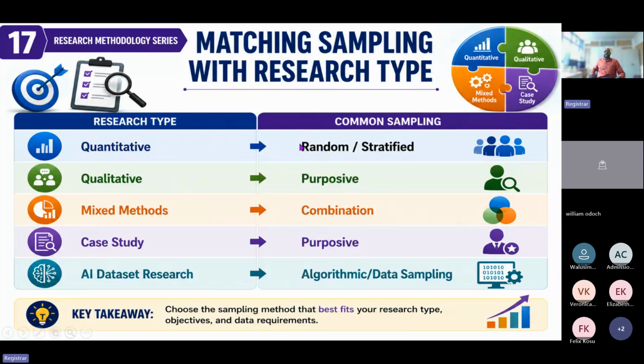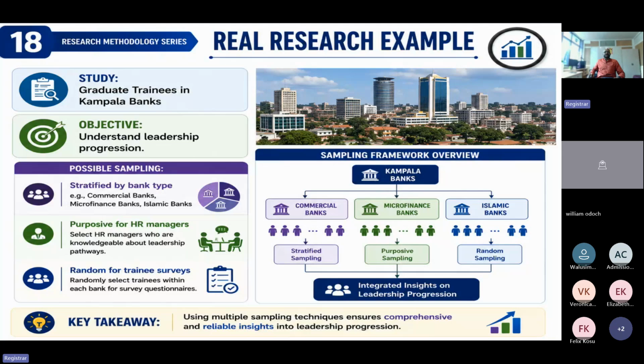If quantitative research, random, stratified. Qualitative, you can use purposive. Mixed methods, you can use a combination. Case study, purposive is good. If you are doing data research, you can use algorithmic data sampling, where you generate data by algorithms and you can take it. So key takeaway: depending upon your research type, you have to choose your method for sampling.